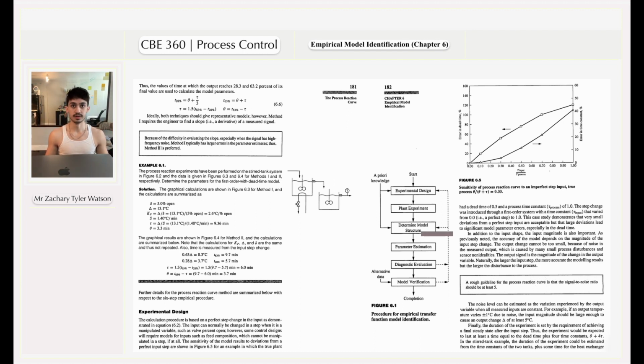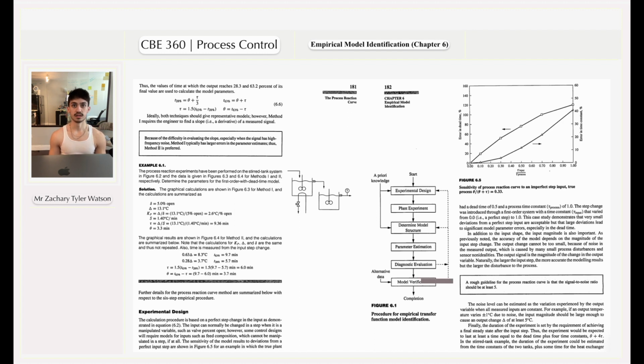In addition to the input shape, the input magnitude is also important. As previously noted, the accuracy of the model depends on the magnitude of the input step change. The output change cannot be too small because of the noise in the measured output, which is caused by many small process disturbances and sensor non-idealities. The output signal is the magnitude of the change in the output variable. Naturally, the larger the input step, the more accurate the model results, but the larger the disturbance to the process.